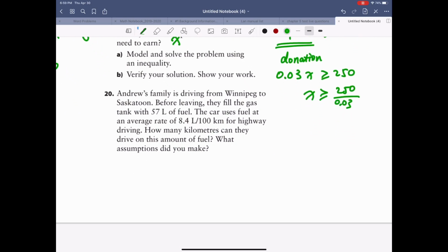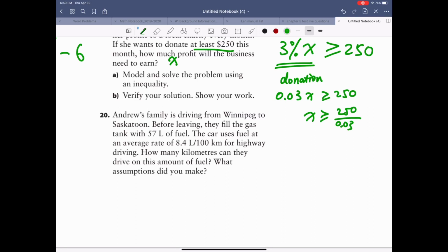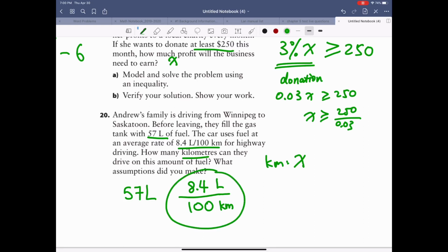Okay, so Andrew's family is driving from Winnipeg to Saskatoon. Before leaving, they fill the gas tank with that much fuel. So let's write it down. The fuel is that much. The car uses fuel at an average rate of that. So how many kilometers? Okay, so kilometers will be x. The distance will be x, okay? And the car uses 8.4 liters per 100 kilometers, okay? Per 100 kilometers. Great, how many kilometers would that be? So basically this is kilometers, this is liters, okay?